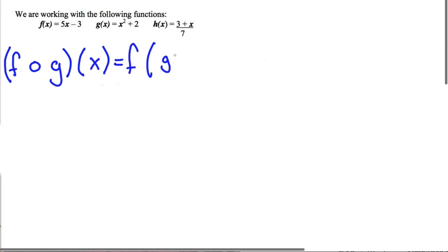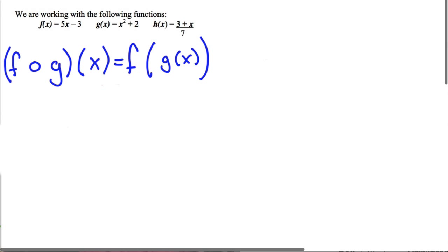We're going to find what f of g of x is. Okay, so the first thing is realizing, what does f of g of x mean? Well, that simply means plug g of x, the whole function g of x, inside of f of x. So this is equal to f of g of x.